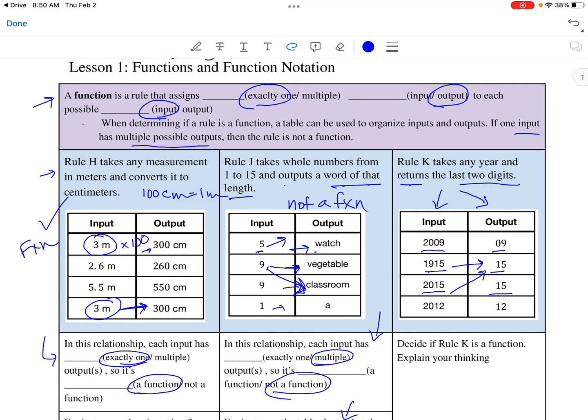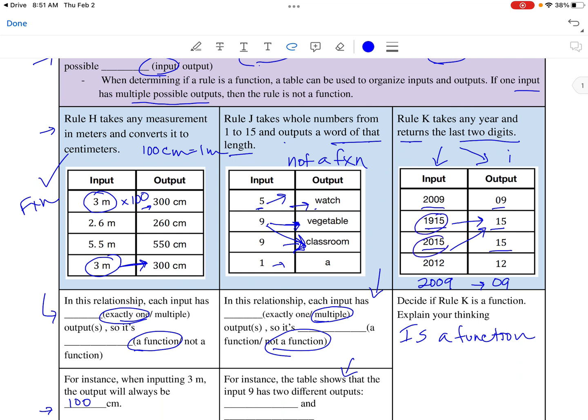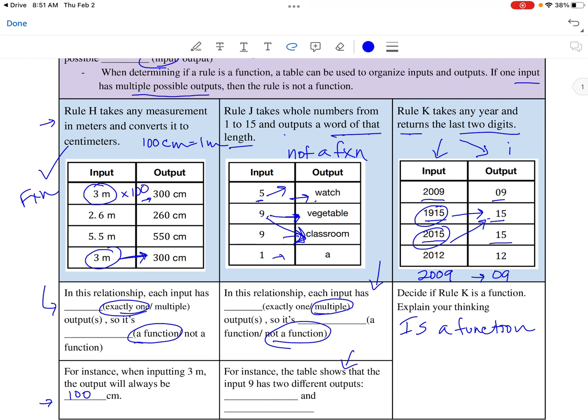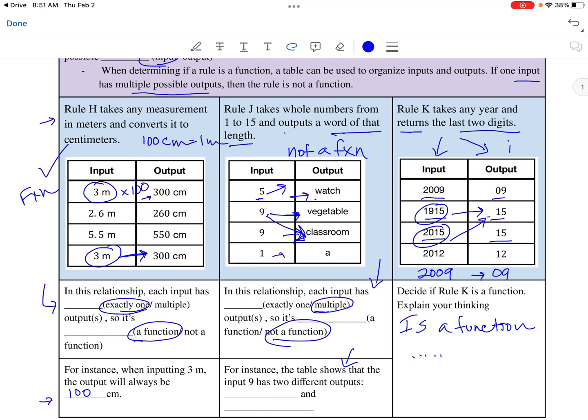Let's see here. When determining if a rule is a function, a function is a rule that assigns exactly 1 output to each possible input. So this actually is a function, because every time we put in, like if we put in 2009 again, we would get out 09. Anytime we put in the same thing, we get the same output. It is okay in a function if you have 2 different inputs that give you the same output. That's okay. It is a function. And then you're going to explain why here. So write a little bit more.